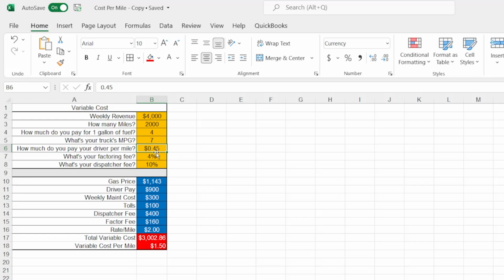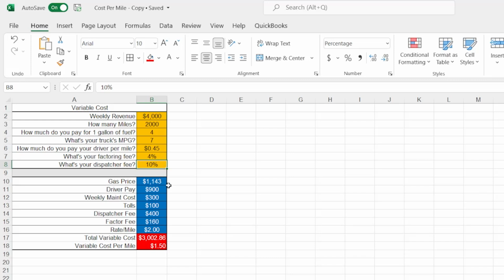What is your factoring fee? If you're going to use a factoring company, they're going to charge you anywhere from 3 to 4%. Your dispatch fee, once again, that's going to fluctuate anywhere from 6 to 12%. I'm going to use 4 and 10 just for simplicity purposes.